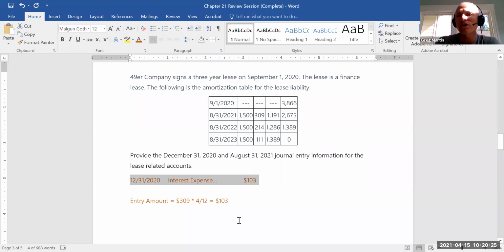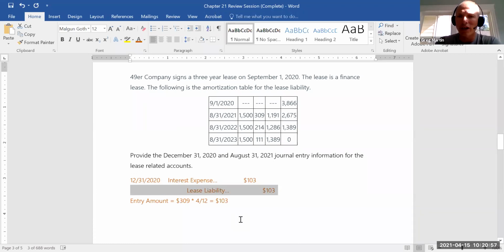The second piece of the transaction is the other account. It doesn't matter which lease we're talking about, a finance lease or an operating lease. Whenever we accrue interest and there's no payment, the implicit interest in an operating lease, or the actual interest expense in a finance lease, accrues to the lease liability. Again, it accrues to the lease liability. So we're going to credit the lease liability $103.